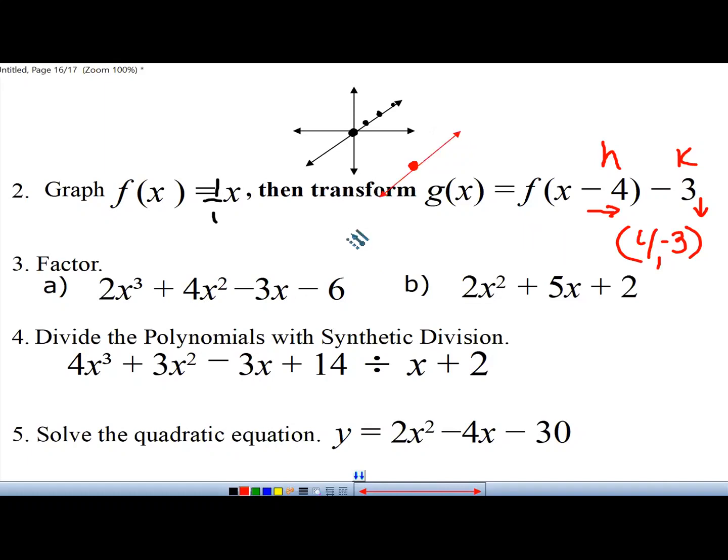Yes. And if it was a quadratic, then it would be a parabola moving down here. Or if it was a cubic, same thing, it would move down there. All right, let's go to number 3.